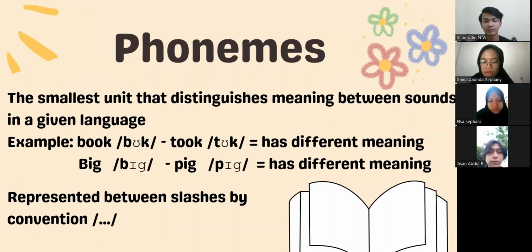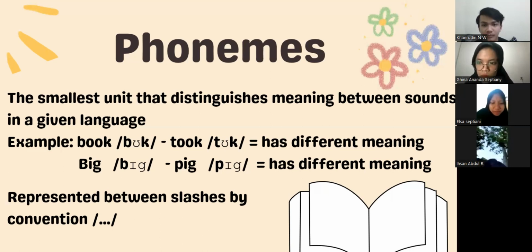So I have an example here. We have the example, the word book. The word book has three phonemes: b, u, k. So if we change phoneme b to the phoneme t, we have a different meaning. From book to took, we have a different meaning.